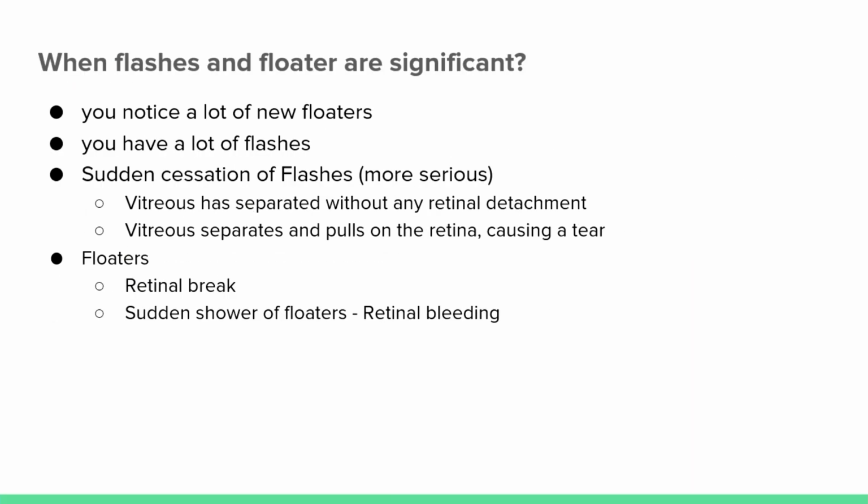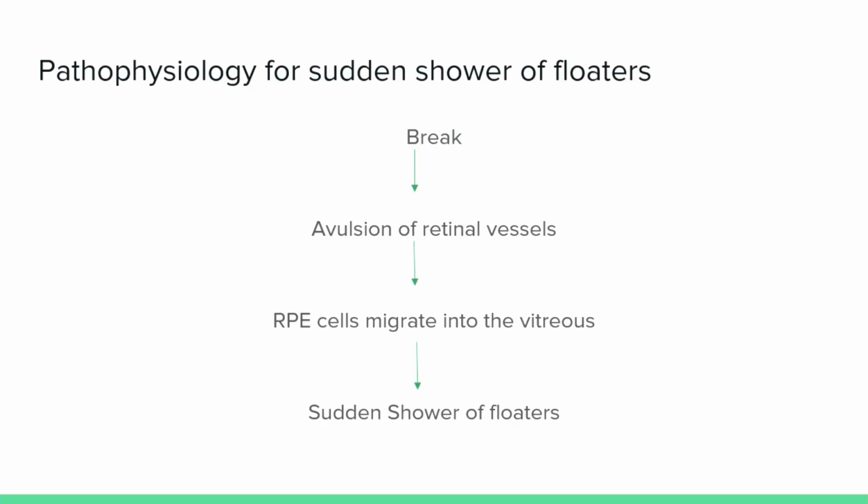Now, flashes and floaters are significant when you notice a lot of new flashes, a lot of new floaters, or sudden cessation of flashes, which are more serious because they can indicate that the vitreous has separated without any retinal detachment, or that the vitreous has separated and pulled on the retina, causing a tear, which is more serious. Floaters may indicate retinal breaks, and a sudden shower of floaters can be due to retinal bleeding.